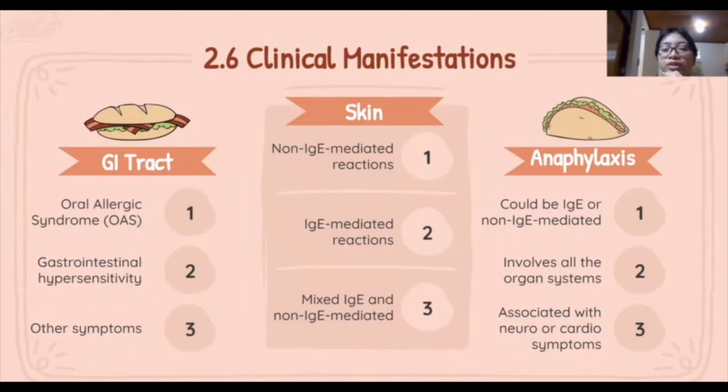Its clinical manifestation varies from non-IgE mediated reactions indicated by contact dermatitis and dermatitis herpetiformis, IgE mediated reactions indicated by angioedema and flushing, and mixed IgE and non-IgE mediated reactions indicated by atopic dermatitis. Lastly, anaphylaxis is a rapid, potentially fatal allergic reaction that involves multiple systems. This reaction could be IgE mediated or caused by other immunological or non-immunological mechanisms. Rarely, anaphylaxis can also occur with only cardiovascular or neurological symptoms like unconsciousness, weakness, even cardiovascular collapse.